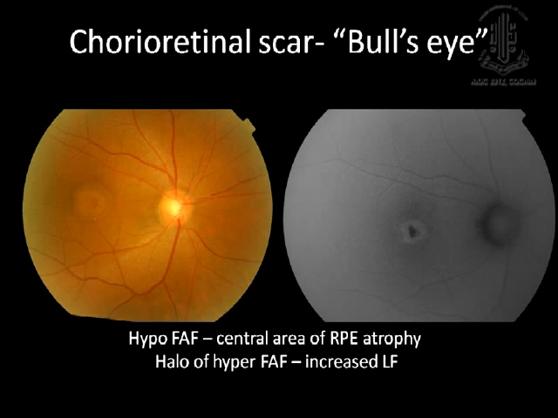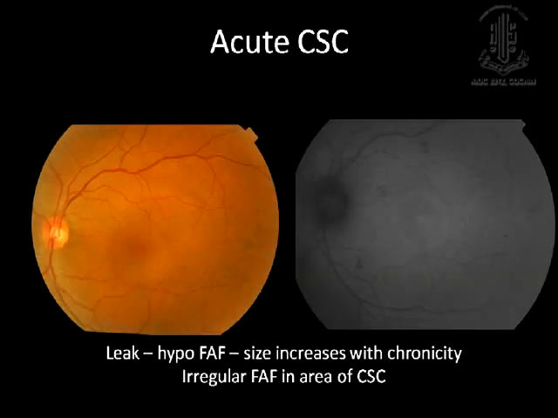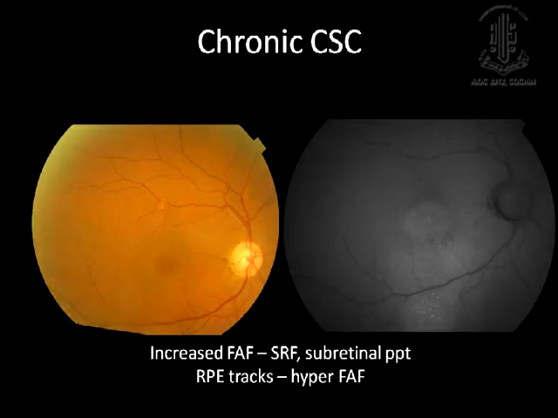Chorioretinal scar, bullseye, otherwise you have these inherited diseases which can present as bullseye. Again, you have an area of decreased autofluorescence in the center surrounded by a ring of increased autofluorescence. In central serous retinopathy, the area of leakage shows hypoautofluorescence surrounded by an area of increased fluorescence because of accumulation of fluid. And in chronic CSC, you can see the RPE tracks and the RPE being not very healthy because of the accumulation of this lipofuscin.